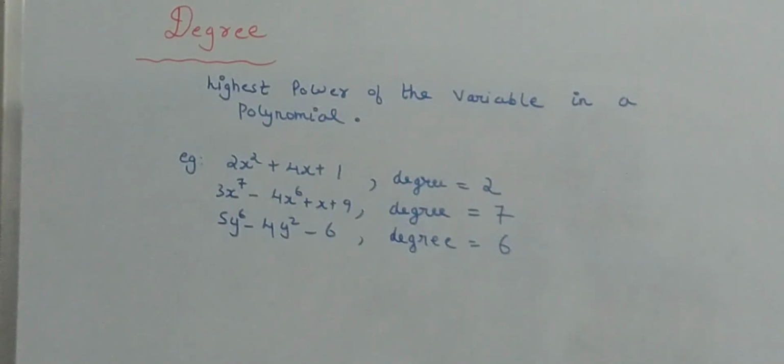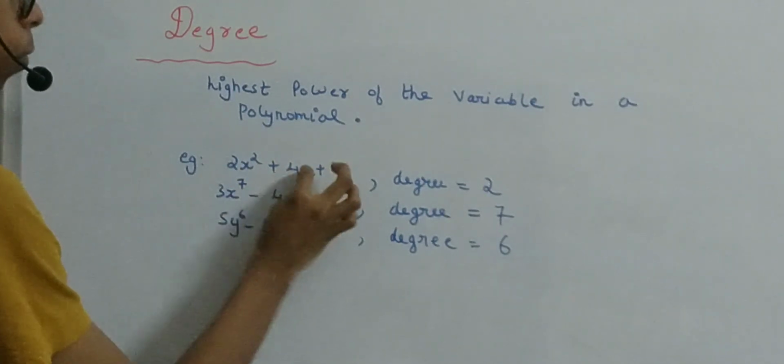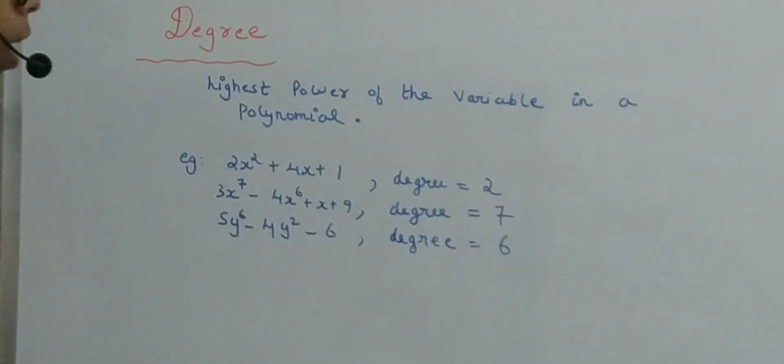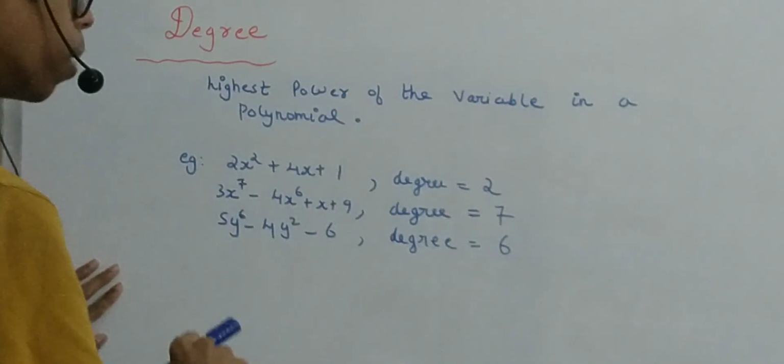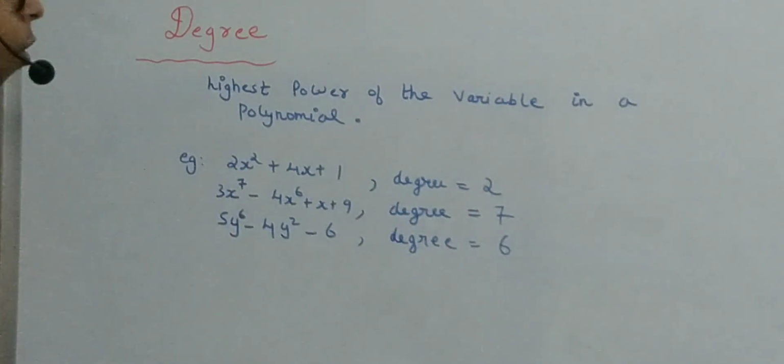Now let's learn about the degree of a polynomial. What do you mean by the degree of a polynomial? Degree means the highest power of the variable in a polynomial. What does that mean? Let us take an example and understand. Look at the first one, 2x square plus 4x plus 1. Degree means the highest power of the variable in the polynomial. So here we have this x and this x as a variable.